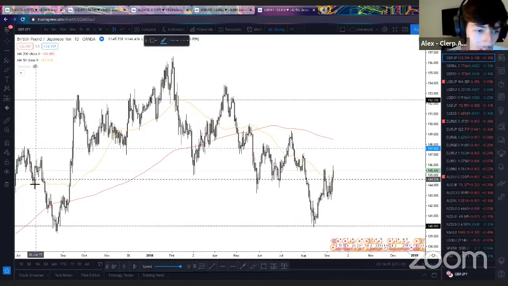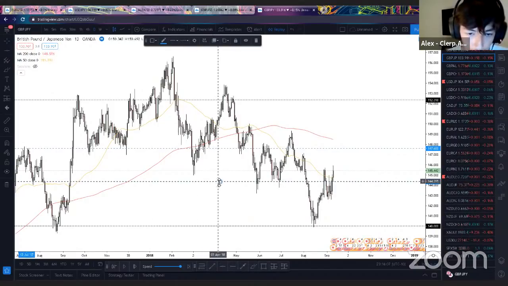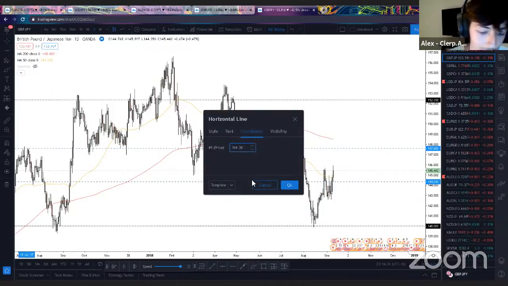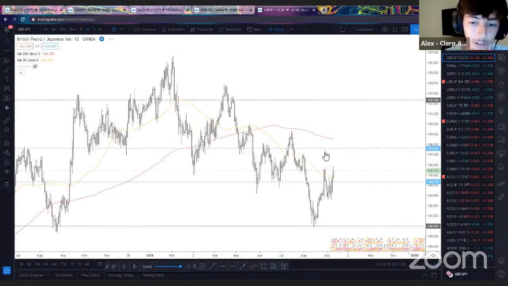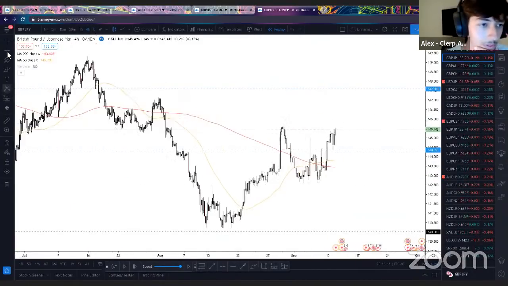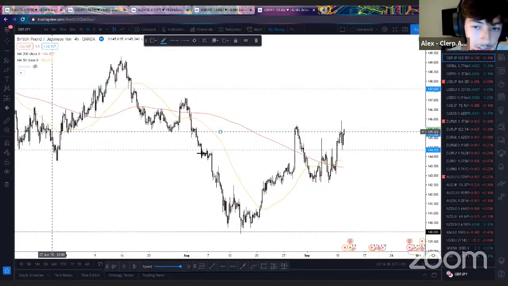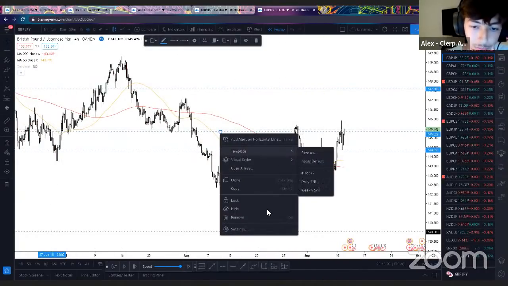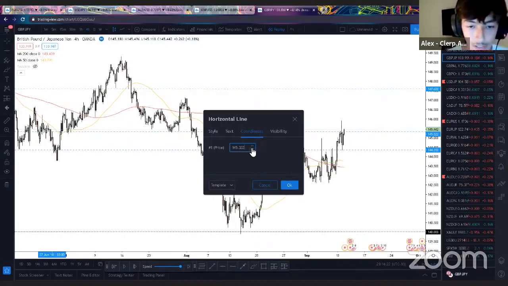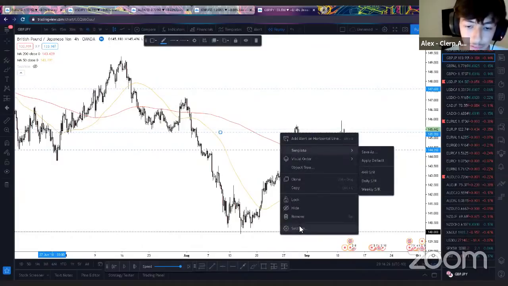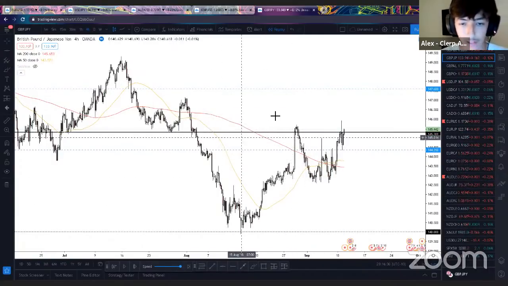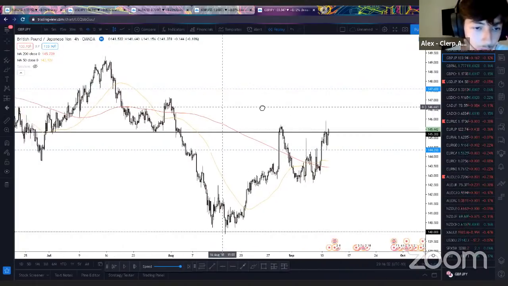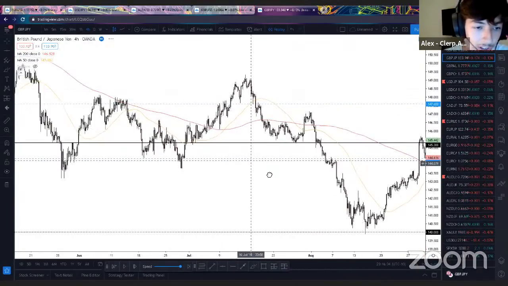Yeah, that's kind of a relevant level. Put that right there as well. Okay, jump into my 4-hour, mark off some levels as well if I need to. Like right here, this is where price is at the moment. Yeah, it's good enough. I also like to use different types of lines, so I just know the difference between weekly, daily, and 4-hour.